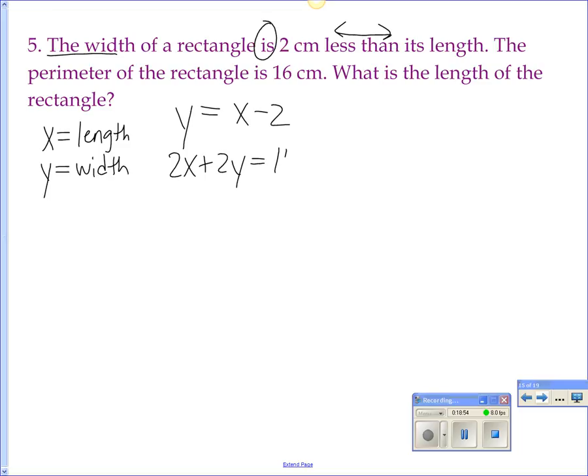Where did 2x and 2y come from? The perimeter means to add all the sides. So 2 x's and 2 y's. Okay, good. All right, Shakira, help me from there.